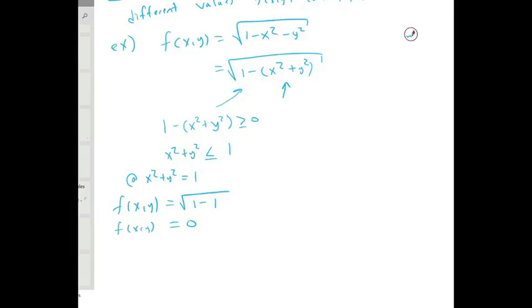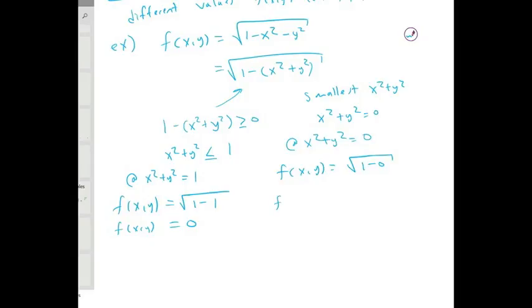So now we look at the other side of this. What's the smallest x squared plus y squared can be? And that's x squared plus y squared equals 0. This can't be negative because x squared and y squared are both positive numbers, or 0. So at x squared plus y squared equals 0, f of x y equals the square root of 1 minus 0, which is just 1. Square root of 1 is 1.